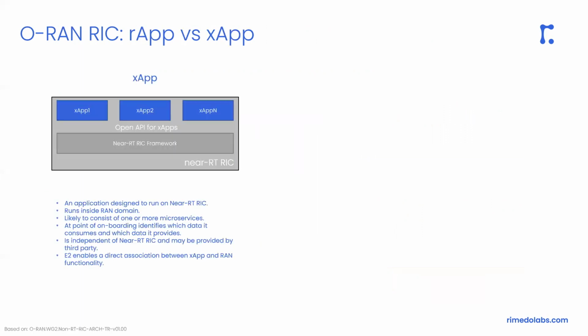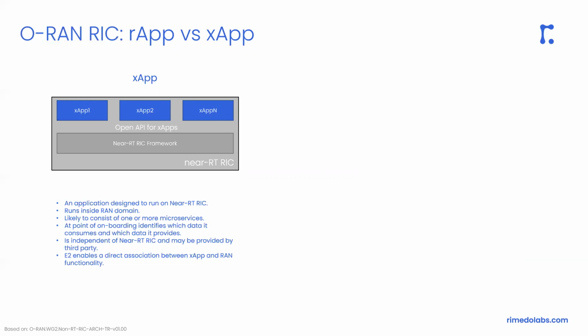Now getting into the rApps and xApps, that will then be taken over by Adrian in the third part of our tutorial. What are the differences between them? Well, xApps are associated with near real-time RIC. So they are running in the RAN domain. They consist of one or more microservices. So they are basically containerized applications. And what is important is that they are independent of the near real-time RIC, and can be provided by third parties.